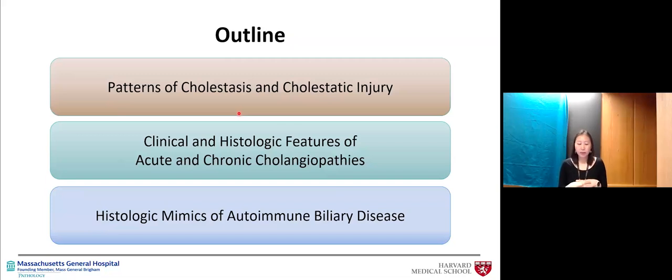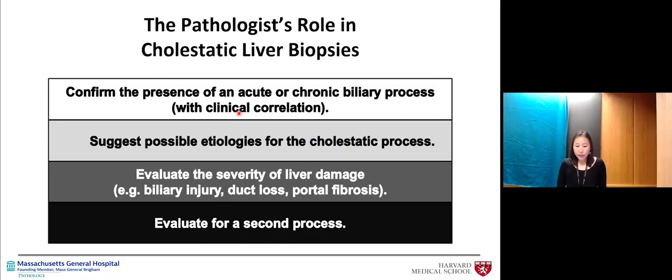We're going to talk about the patterns of cholestasis that we see and make sure the terminology we use when we describe cholestatic patterns is the same, because I know there are a lot of different words people use, and I want to make sure we're on the same nomenclature as we move forward. Next is the clinical and histologic features of acute and chronic cholangiopathies. And lastly, some histologic mimics of autoimmune biliary disease that pathologists need to consider as they evaluate these cholestatic biopsies.